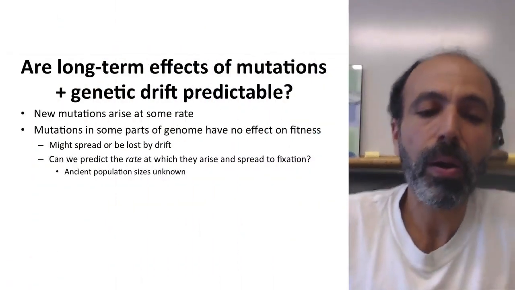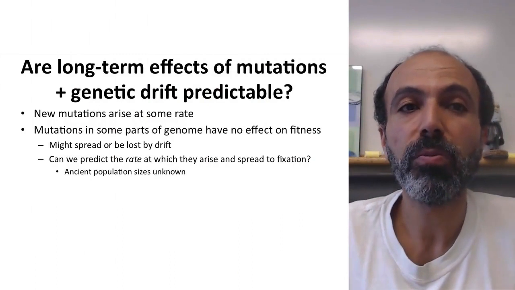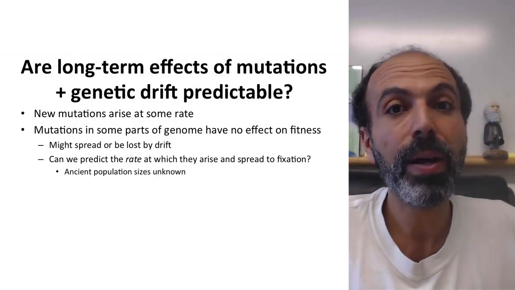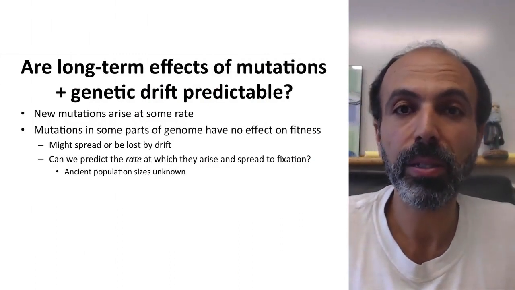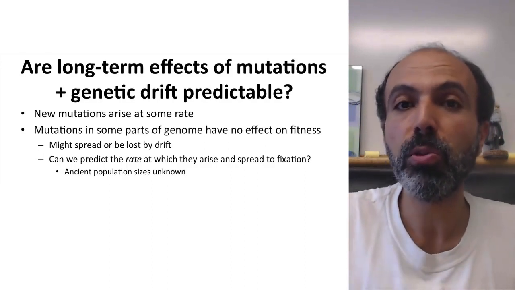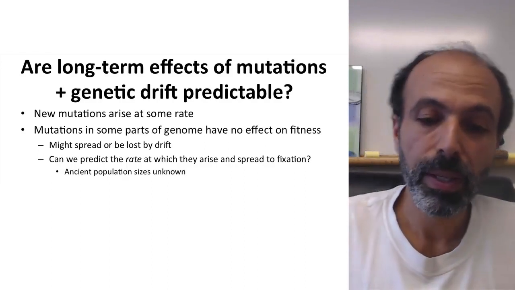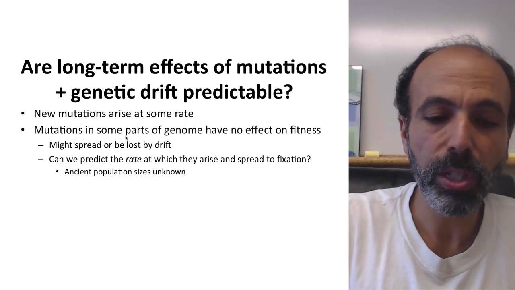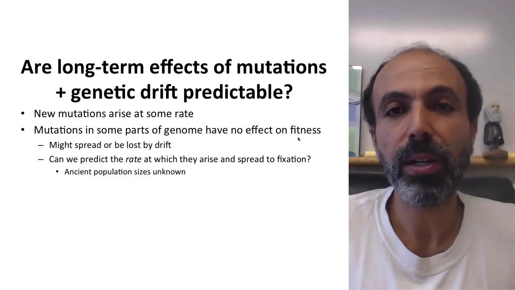And this is something that's fundamentally important and will tie in with our next set of videos on molecular evolution. Now again, are the long-term effects of mutations in genetic drift predictable? Well, we've already talked about mutations arising at some rate, that there's some predictable rate at which new mutations can occur. Right? Now, some parts of the genome will get mutations that have no effect on fitness, right?